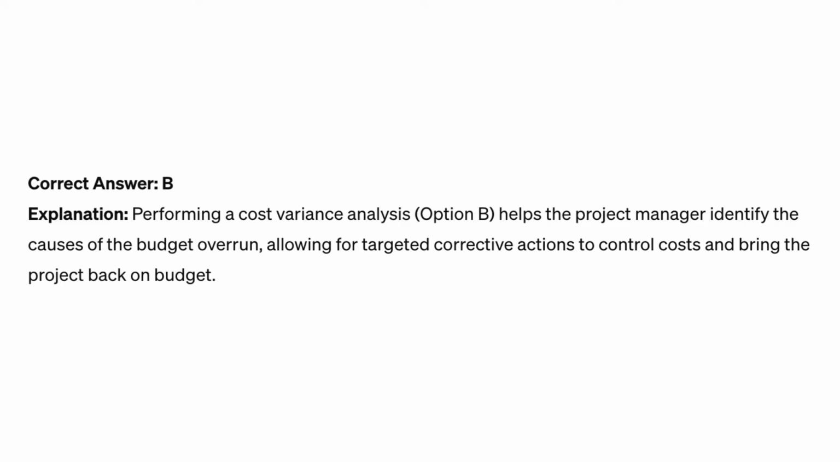Correct answer B. Explanation: Performing a cost variance analysis, option B, helps the project manager identify the causes of the budget overrun, allowing for targeted corrective actions to control costs and bring the project back on budget.